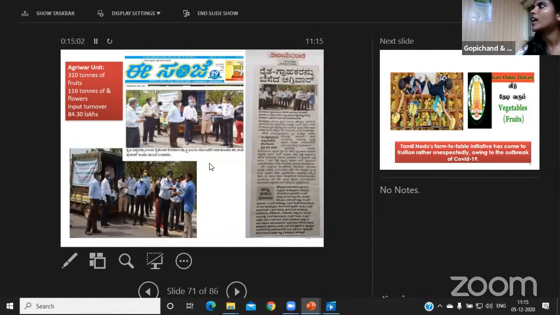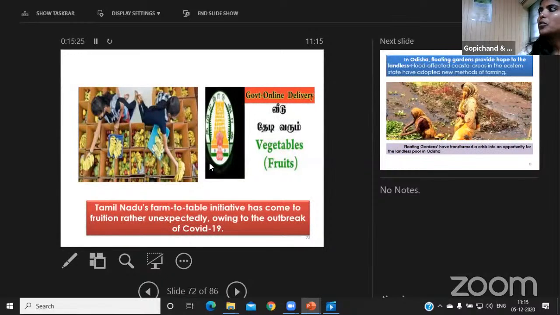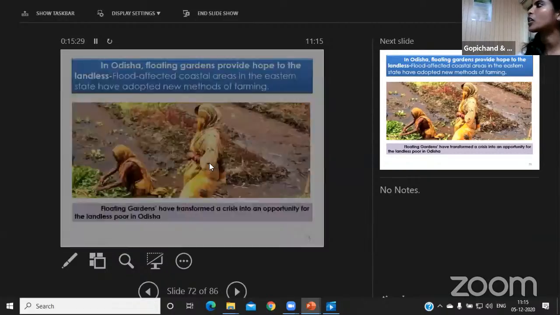And during COVID time, in our university also an Agrivar unit has been established. Under that, 3 tons of fruits, 116 tons of flowers, and input turnover of about 84.2 2-3 lakhs, and the university has procured fruits and vegetables from the farmers and sold them under this. And Tamil Nadu initiated a farm to table initiative during COVID-19.